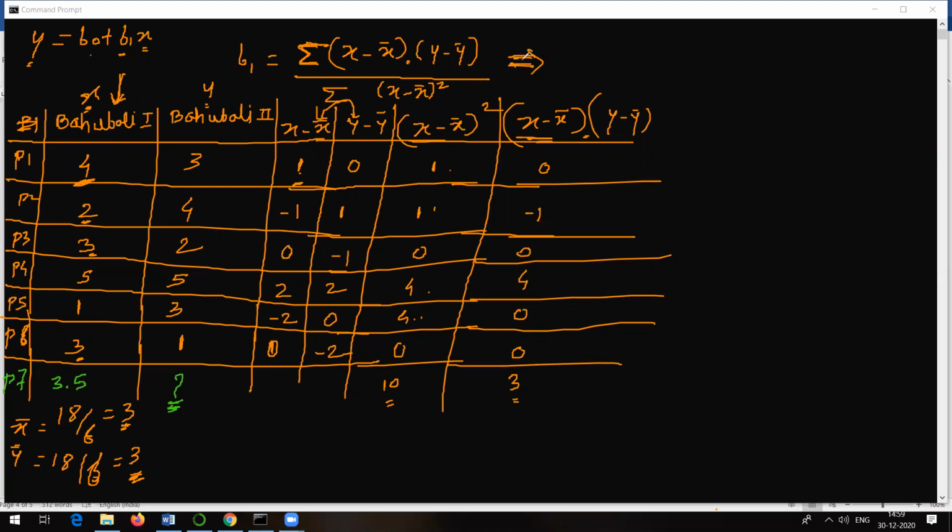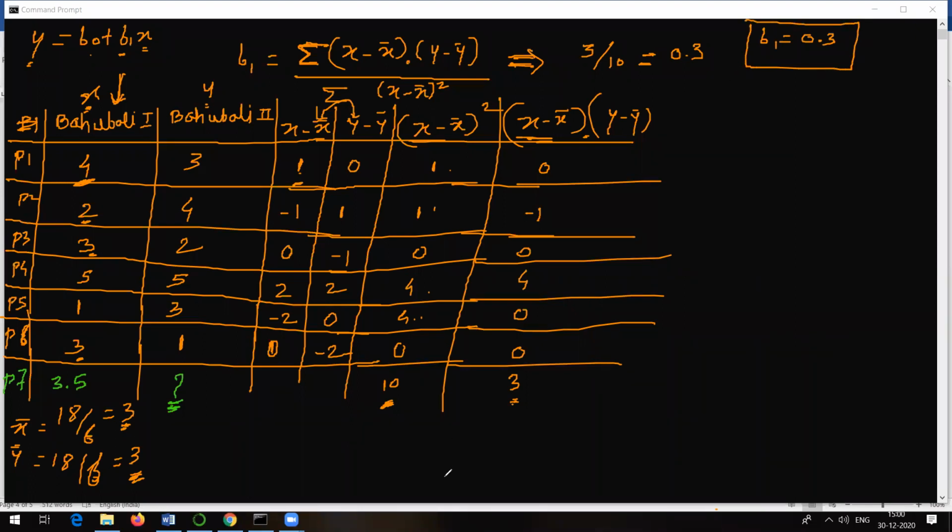So this formula gives us what? Summation of x minus x bar into y minus y bar. What is that? It is 3. So in the numerator we got 3, divided by summation of x minus x bar whole square, which is 10. So this is going to be 0.3. Right? So the value of b1 we got is 0.3.